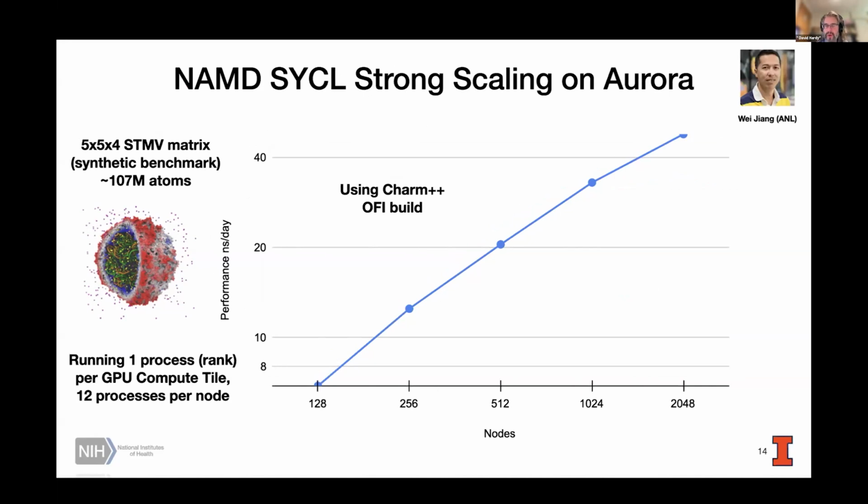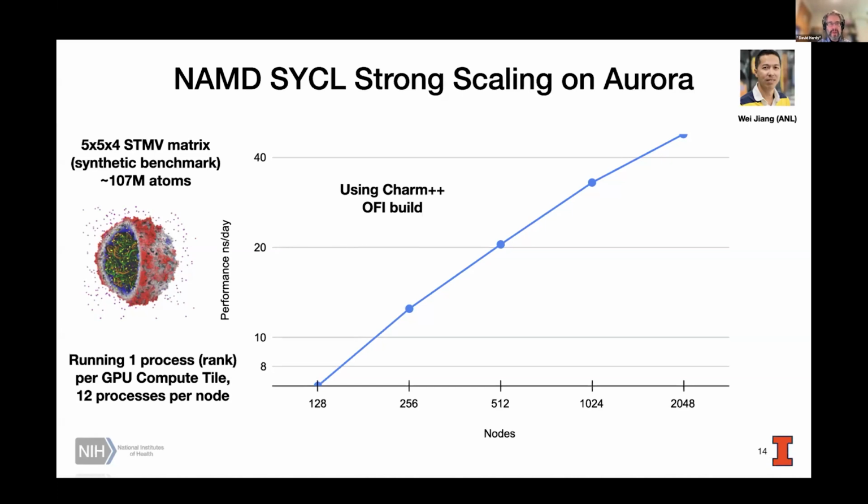Now we've also been working with Jiang at Argonne. This is taking the OFI build of NAMD, and then Wei put together a synthetic benchmark. You take a periodic system like STMV, and since it's periodic, you can take advantage of periodicity and create a synthetic benchmark where you've tiled space with copies of STMV, 5 by 5 by 5 by 4, 100 copies of STMV. So a benchmark that's a little over 100 million atoms.